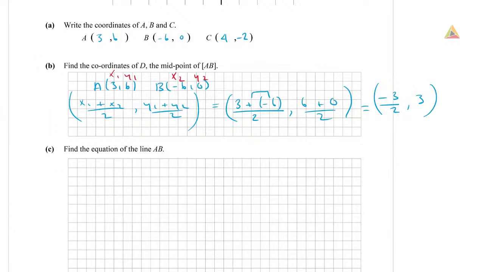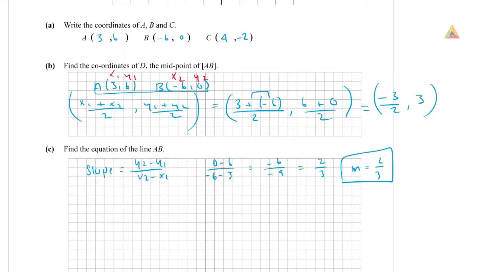Find the equation of the line AB. So in order to get the equation, we need to get the slope first of all. So the slope is (y2 minus y1) over (x2 minus x1). And we have the coordinates up here. So y2 is 0 minus y1, which is 6, over x2, which is minus 6, take away x1, which is 3. 0 take away 6 is minus 6. Minus 6 minus 3 is minus 9. So minus 6 over minus 9 gives you 2/3. So the slope is 2 over 3.